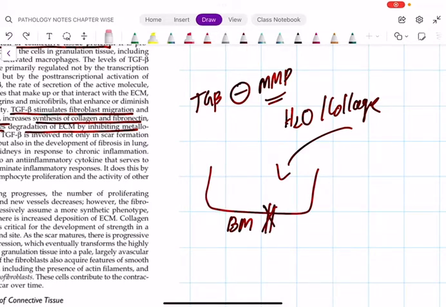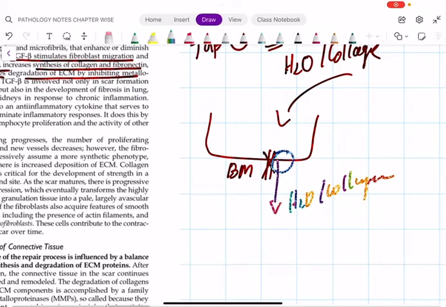Suppose there is a hole, and through this the water is leaking, or the collagen is leaking. Then what is the meaning of adding more and more water into this? Because it is leaking, right? So that is the same process which happens here. If the collagen has to be deposited, the basement membrane should be intact.